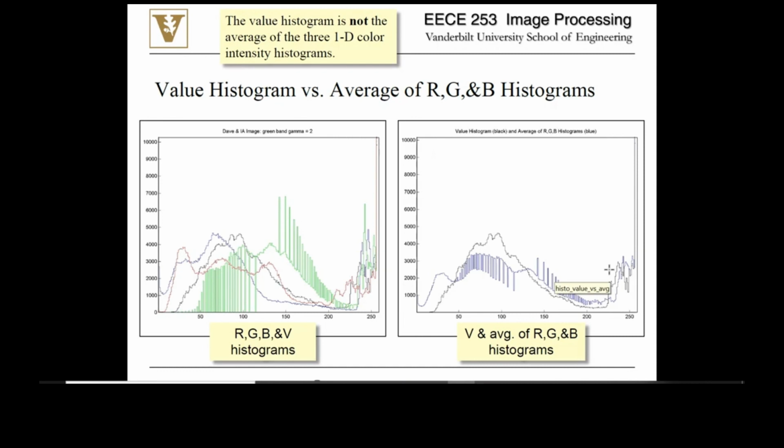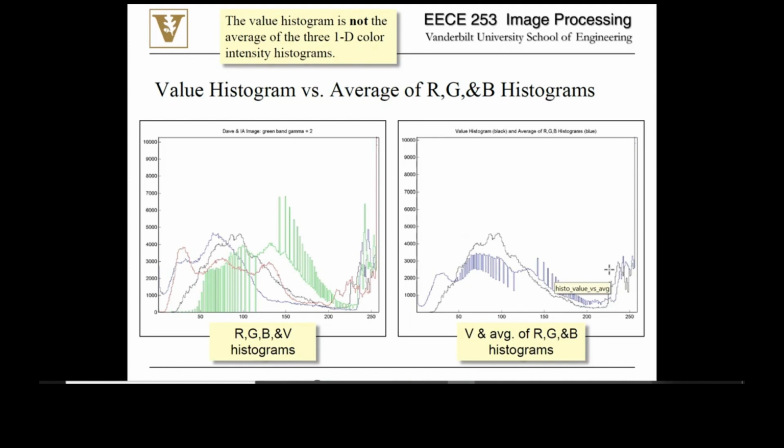Okay, so another idea here. We can compute the histogram of the RGB and the value. So this is what we have here. We have RGB in the round colors, and the black one is the value. And in this other slide, we have the average of the histograms. This is just to show that the histogram of the average is not the average of the histograms. We'll come back later a little bit more formally to that.